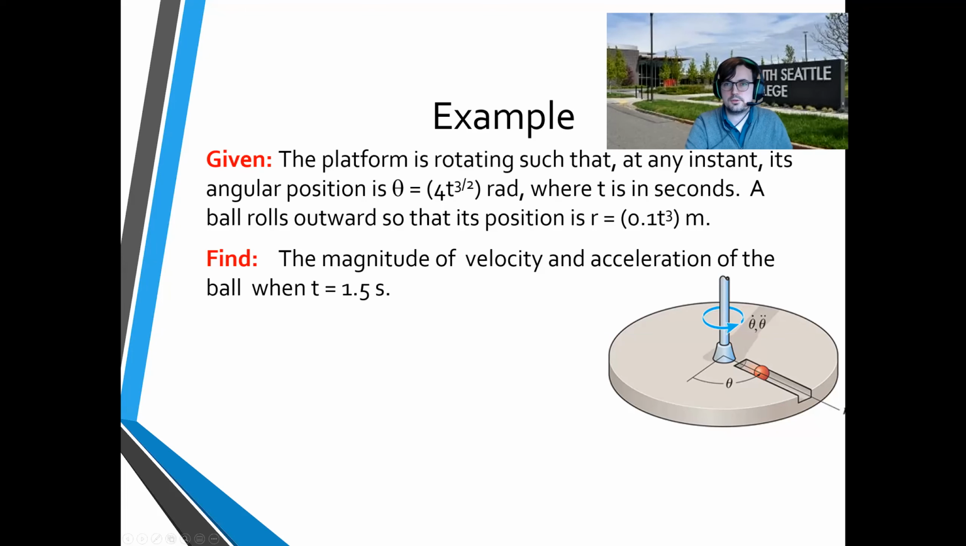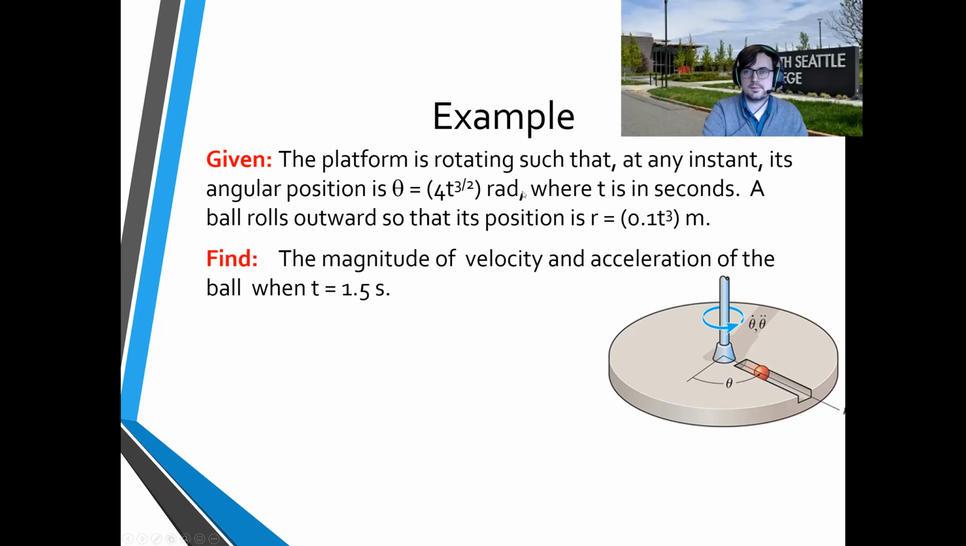All right, so let's do a quick example using the r theta or polar coordinate system here. This is a great example of this. In this case, we're given an angular position and we're relating it to a radial position of where this ball is in this track. We understand that as this thing starts to spin up, we'll see this ball accelerate outwards.